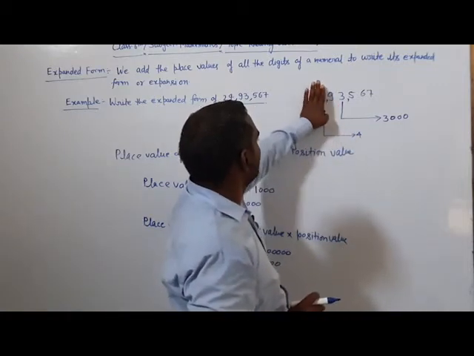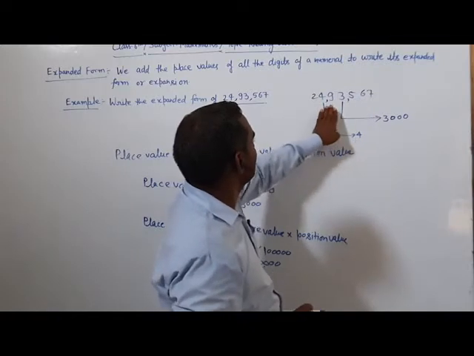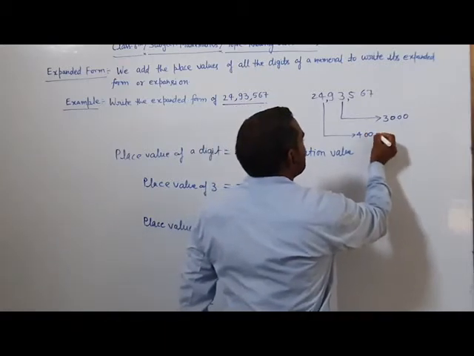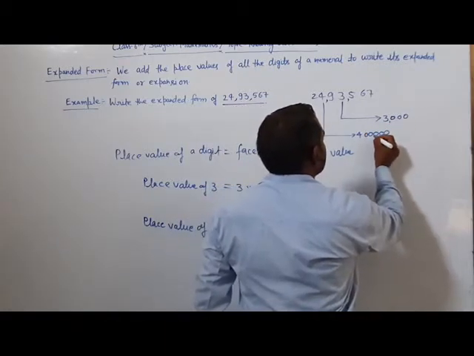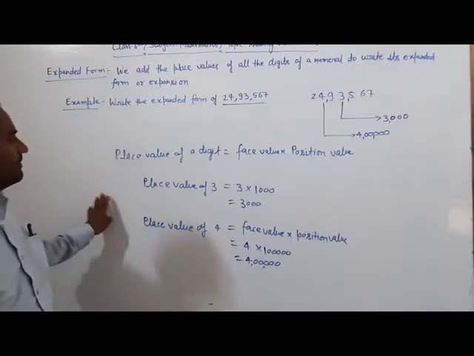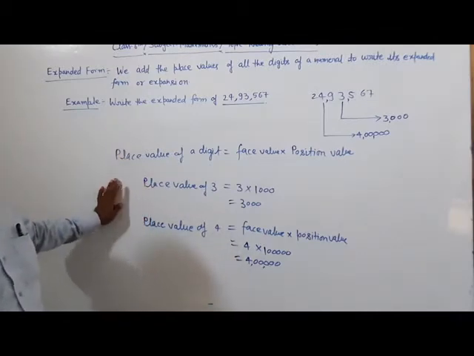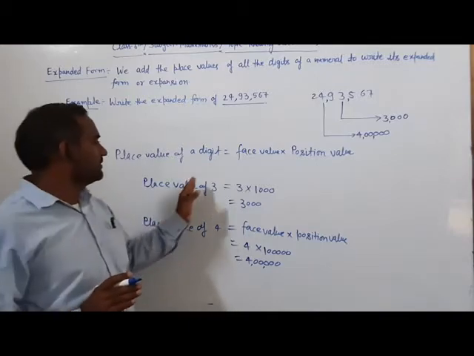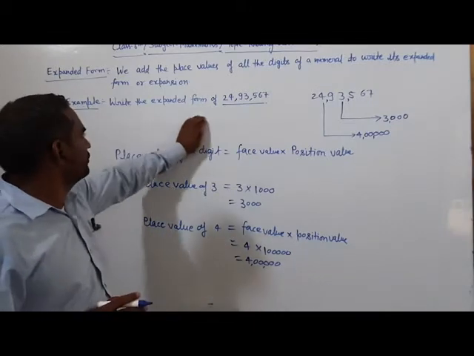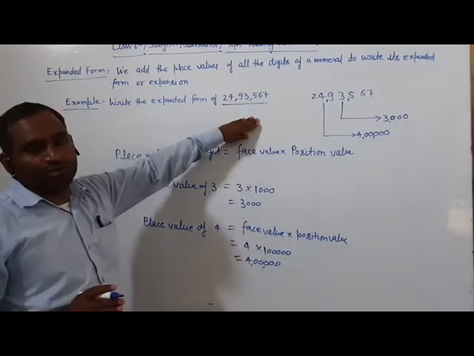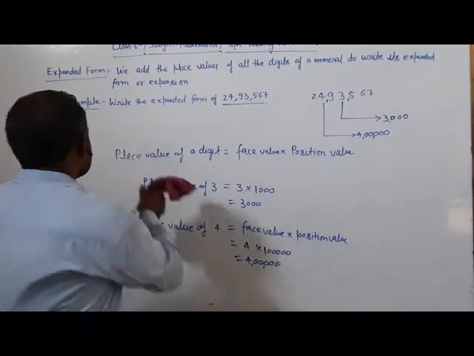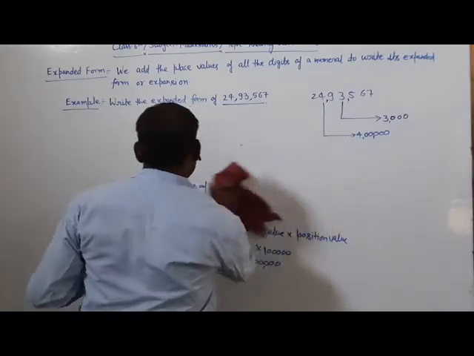After 4, how many digits after 4? 1, 2, 3, 4, 5. So write 5 zeros. In this way you can write the place value of numbers. So here all of you know how to write the place value of any digit in a numeral, but here we have to write this numeral into expanded form.